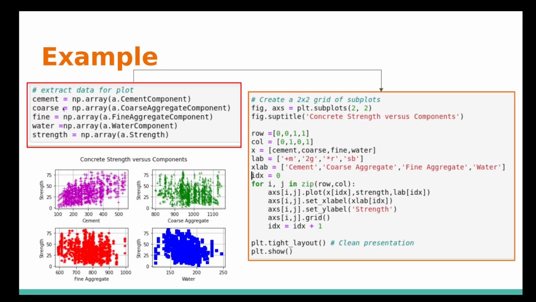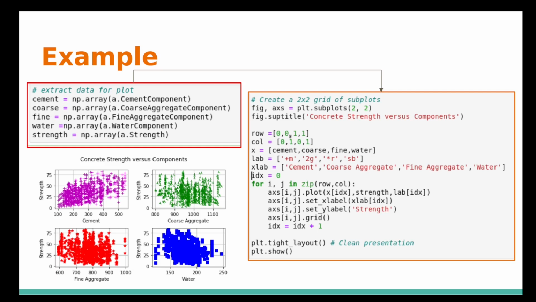What I want to do is plot cement. So I'm bringing in cement as a dot cement component, coarse aggregates as a dot coarse aggregate component, fine as a dot fine aggregate component, water as a water component, and strength as a dot strength. So I have these 1, 2, 3, 4, 5 values, or numpy arrays, that I want to plot against each other.